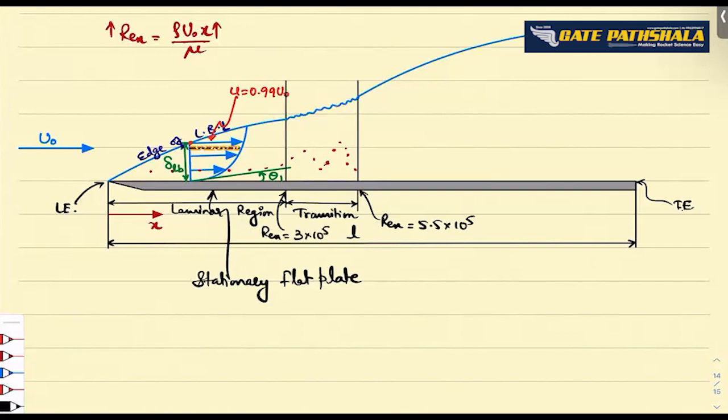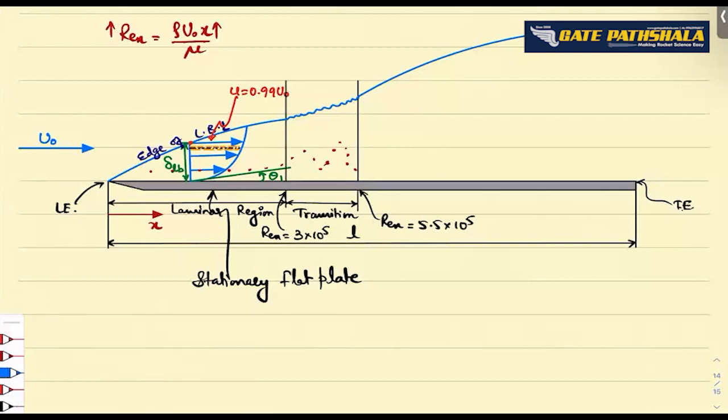So usually critical Reynolds number is taken as 3.5 into 10 power 5 in some cases, or sometimes 5 into 10 power 5. Usually 3.5 into 10 power 5 would be a good option. So between this Reynolds number range, the external flow will be in transition.